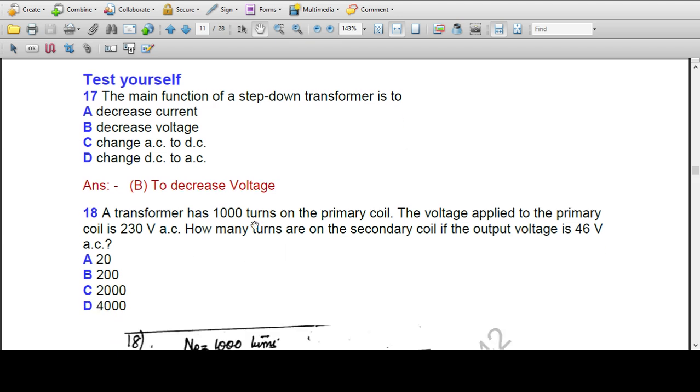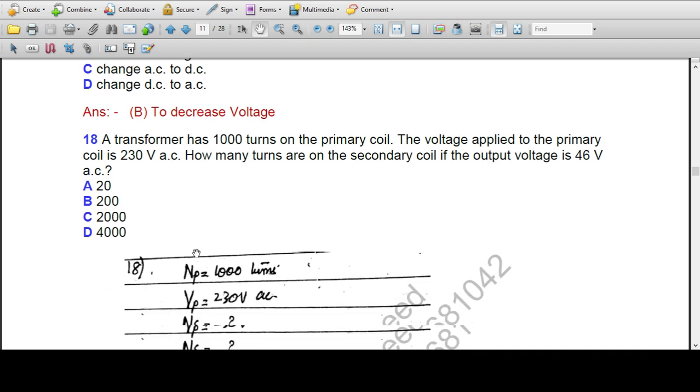A transformer has 1000 turns on the primary coil. The voltage applied to the primary coil is 230 volt AC. How many turns are on the secondary coil if the output voltage is 46 volt AC? So we are given a transformer with a primary coil of 1000 turns, and the applied voltage on the primary coil is 230 volt AC. How many turns on the secondary coil if the output voltage is 46 volt?